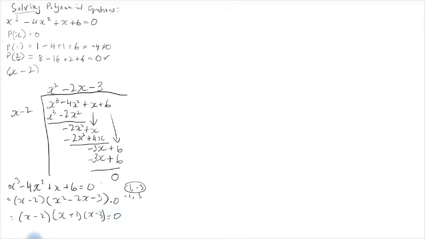Now we can use the null factor law to say that this one has to either equal 0, or that equals 0, or that equals 0. So I've got x must be 2 from the first one, or x equals minus 1 from this middle one, or x equals 3 from this last one here. And there we go, we've fully solved it, we've found the solutions. X could equal 2, minus 1, or 3. So those will be your x-intercepts if you're going to plot it.